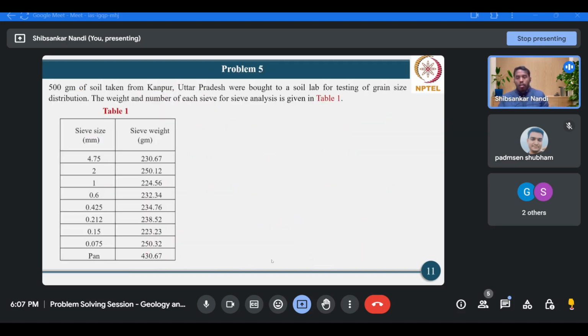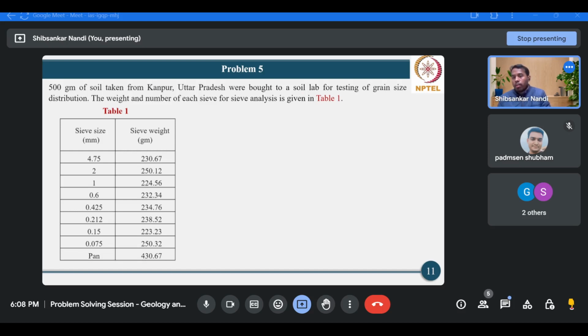So we'll take the last problem for this session. This is quite a lengthy problem, so please be with me. It is related to grain size distribution. First we'll read the problem statement, what is basically given. 500 gram of soil taken from Kanpur, Uttar Pradesh was brought to a soil lab for testing of grain size distribution. The weight and number of each sieve for sieve analysis is given in table 1.